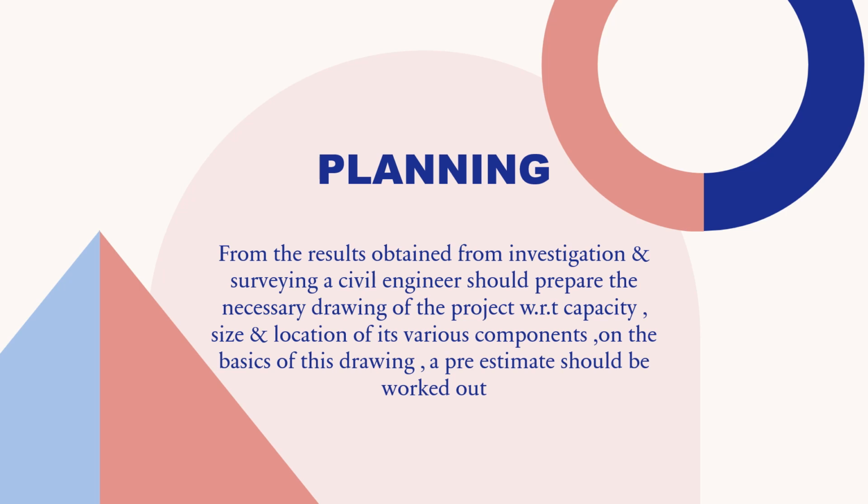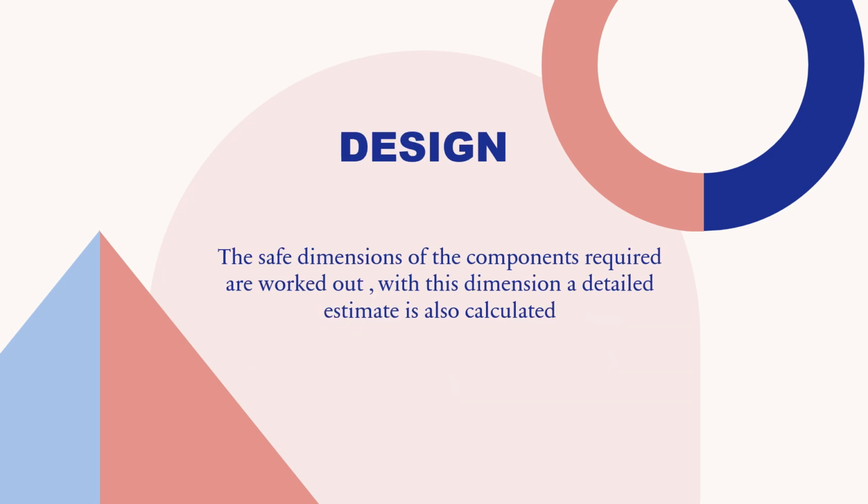Planning: from the results obtained from investigation and surveying, a civil engineer should prepare the necessary drawings of the project with respect to capacity, size, and location of its various components. On the basis of this drawing, a pre-estimate should be worked out. Then comes design, where the safe dimensions of the required components are worked out.